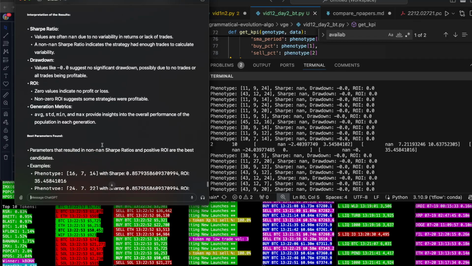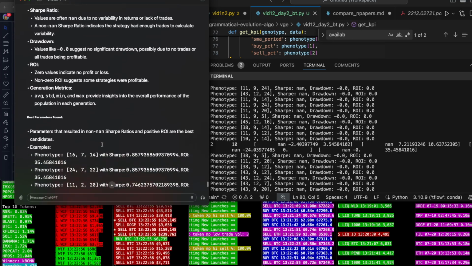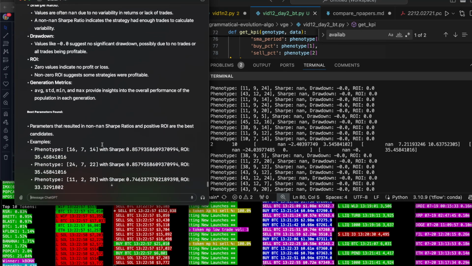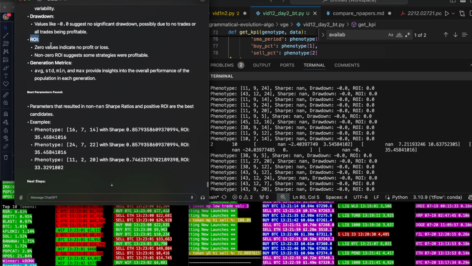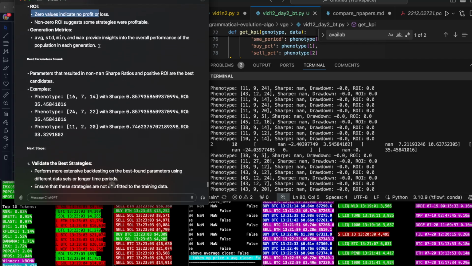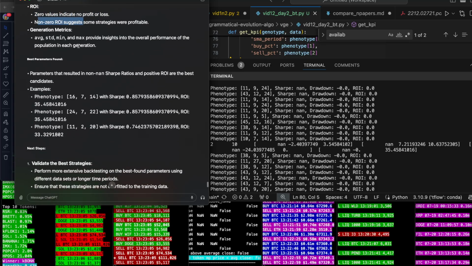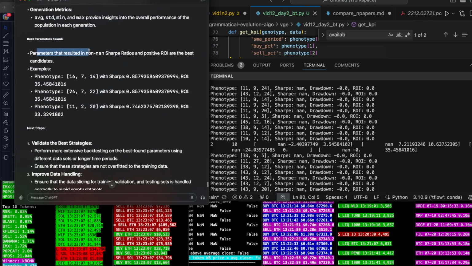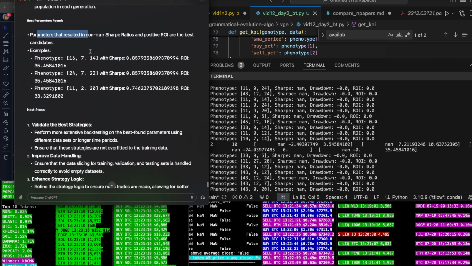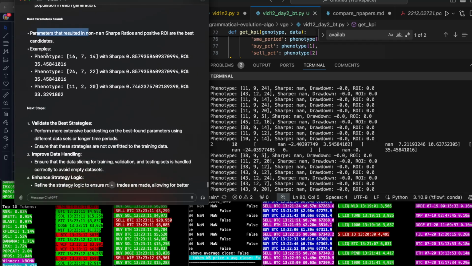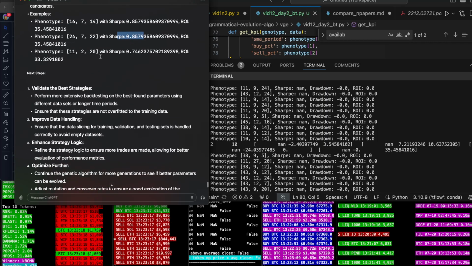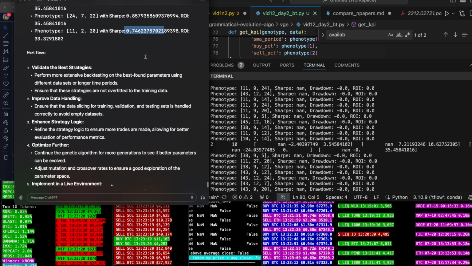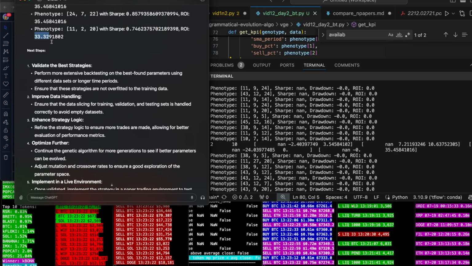Values are often NaN, with no variability in returns or a lack of trades of size. A NaN, okay. A value of 0: ROI of 0 values indicate no profit or loss, non-zero. Generation metrics, okay. Parameters that resulted in a non-NaN Sharpe ratio and positive ROI, okay. So 16, 7, and 14, with the Sharpe at 0.85 and return at 35, and this one is the Sharpe at 0.74, with the return at 33.3.